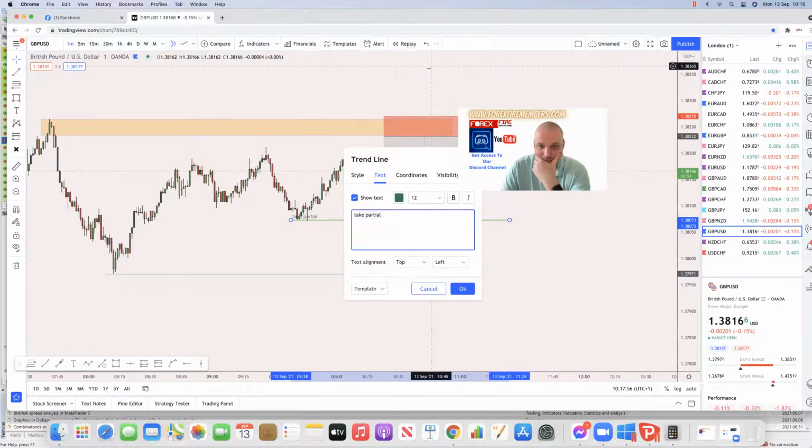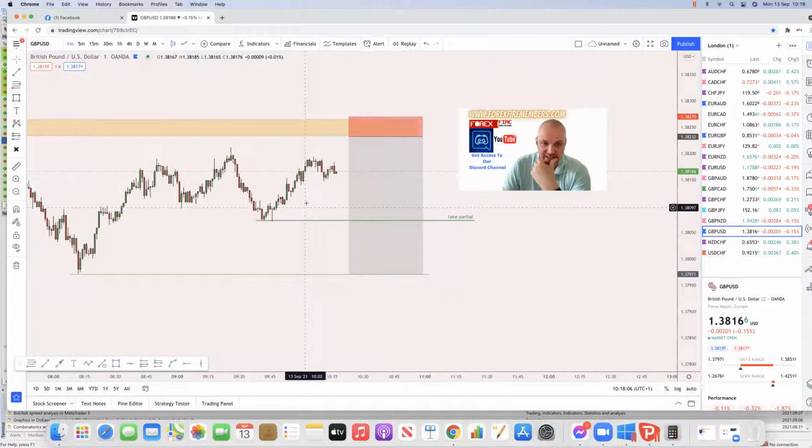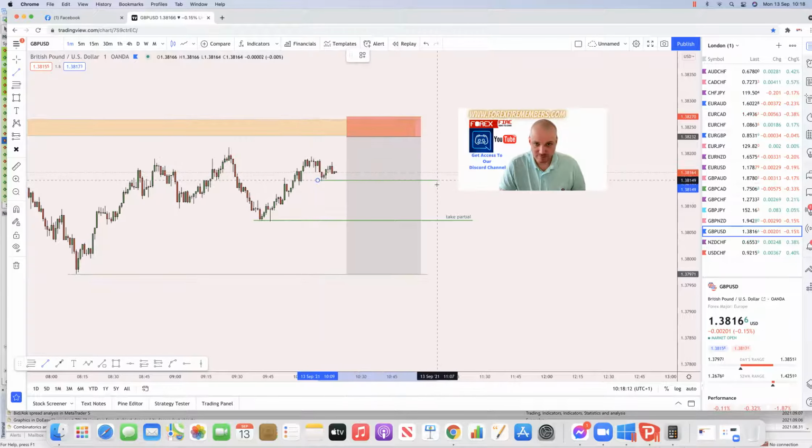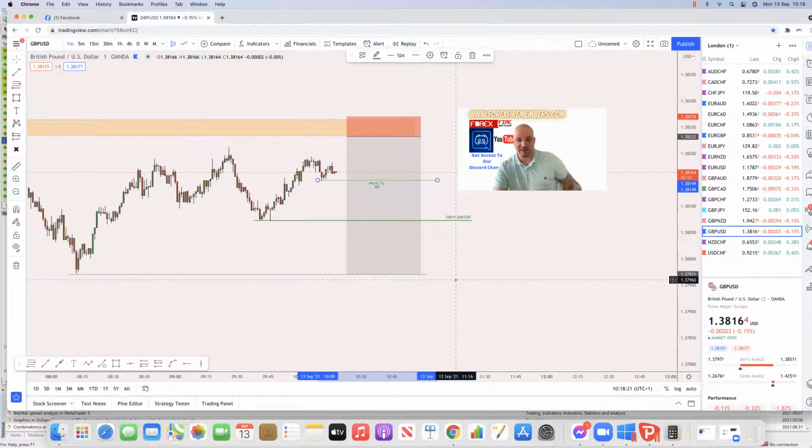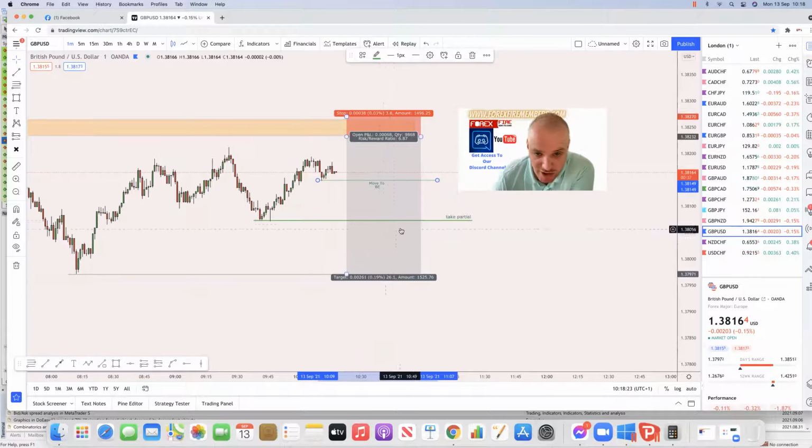We want this in the middle. No, we want it on the top. We want it to the right. Okay, so that will be a take partial area. This bit here, I would possibly have that bit there to a move to BE, a move to break even. Then I would have a take partial here.